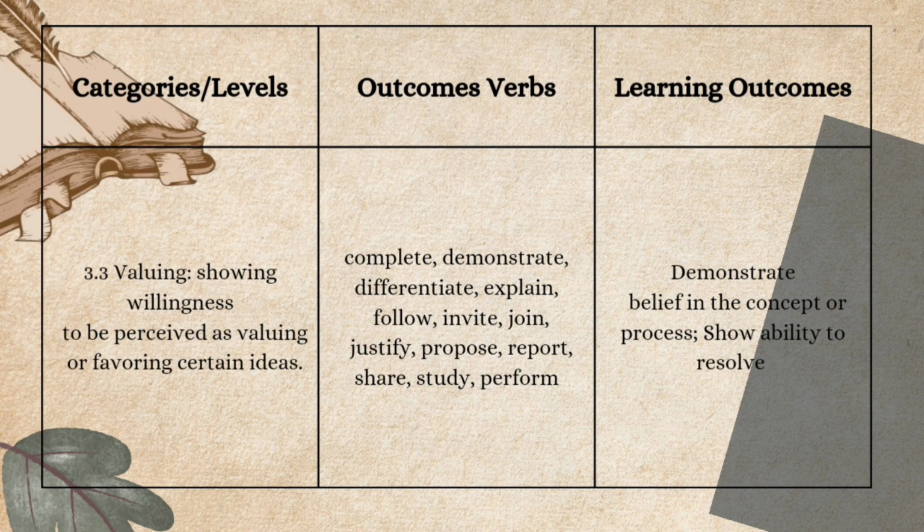Next, the third level is valuing. Valuing is showing willingness to be perceived as valuing or favoring certain ideas. So outcome verbs are complete, demonstrate, differentiate, explain, follow, invite, join, justify, propose, report, share, study, perform. Learning outcomes will be demonstrate belief in the concept or process, or show ability to resolve.